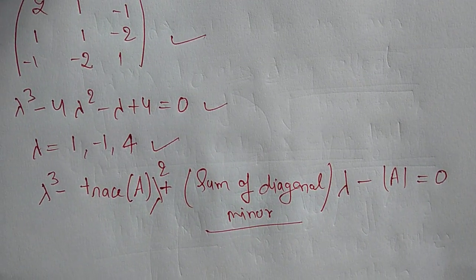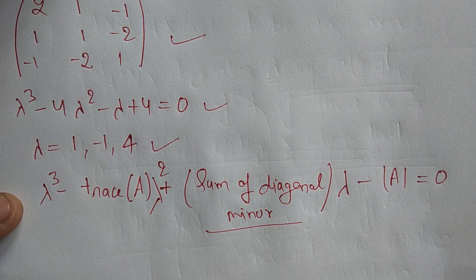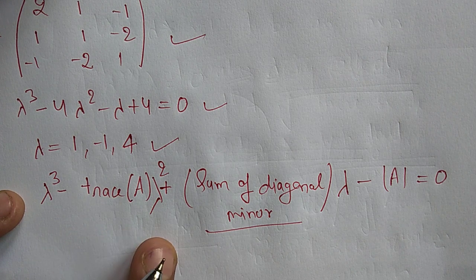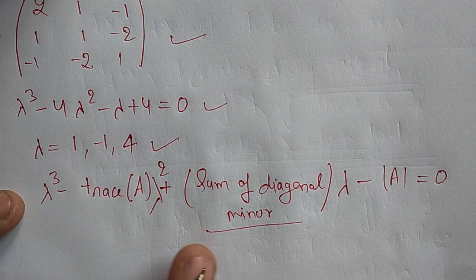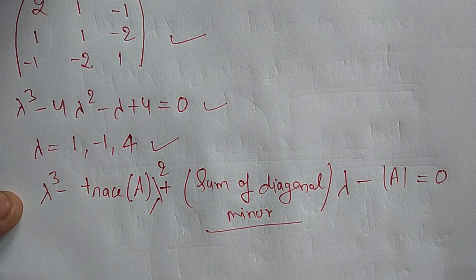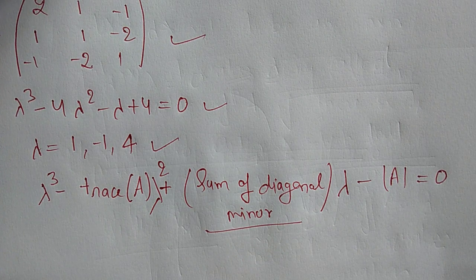So this is the alternative way to write the characteristic equation: lambda cube minus trace of A lambda square plus sum of diagonal minors into lambda minus determinant of A equal to 0. Let us write and compare with the determinant of A minus lambda I.